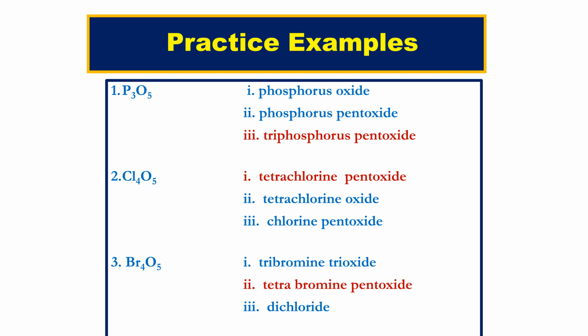So let's look at some practice examples. P3O5, what is the correct name? The correct name is triphosphorus pentoxide because we have 3 phosphorus atoms and 5 oxygen atoms. Number 2, Cl4O5 is tetrachlorine pentoxide. Br4O5 is tetrabromine pentoxide because we have 4 bromine atoms and 5 oxygen atoms.